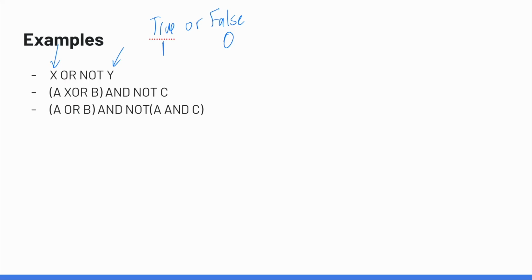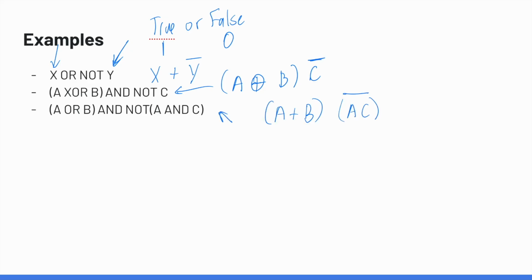Now we can use notation to represent Boolean expressions. The way we could represent this could be x plus y-bar. Okay, the bar above the y means not, and the plus means or. So these represent logic circuits, but they're also Boolean expressions. They're basically one and the same. If we want to represent a more complex logic circuit using Boolean notation, we could just do x, a, a circle with a plus inside of it, b, to represent a XOR b. And AND is just going to be a space, so we can just put not c right here. And similarly right here, we could say a plus b, and then we can do ac, not ac.